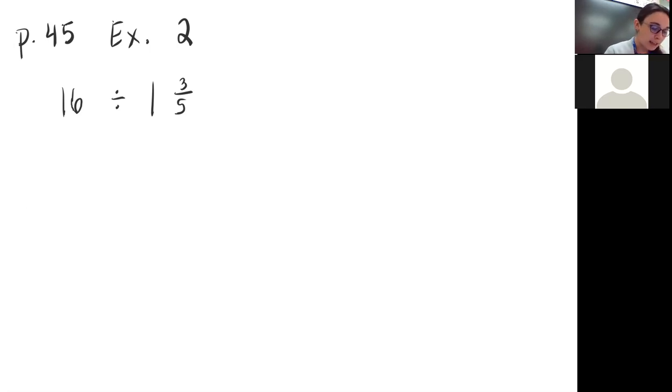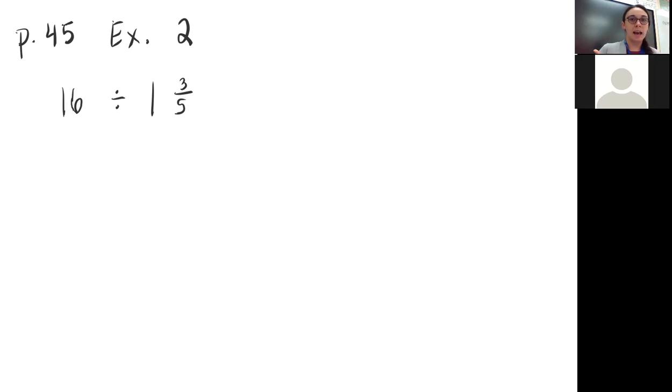All right, so this problem says, Kayla drives her new car to work every day. It uses 1 3/5 gallons of gas for each round trip. How many round trips to work can Kayla drive on a full tank of gas? Okay, so we have to check what the fuel capacity of this car is, and the fuel capacity is 16 gallons. So if she had a full tank with 16 gallons, and she uses 1 3/5 gallons each trip, how many trips can she make?